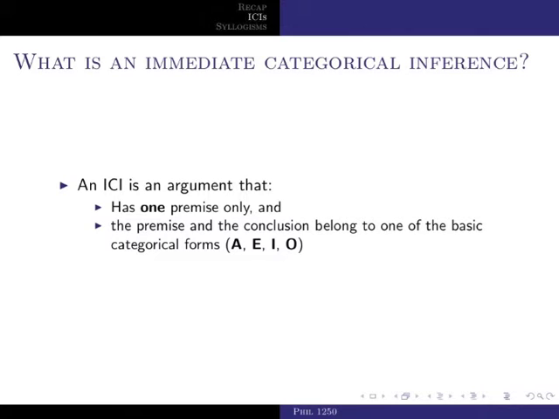An immediate categorical inference, or ICI, is an argument that is characterized by two things. One is that they have only one premise, and second, that both the premise and the conclusion belong to one of the basic categorical forms, namely A, E, I, or O.